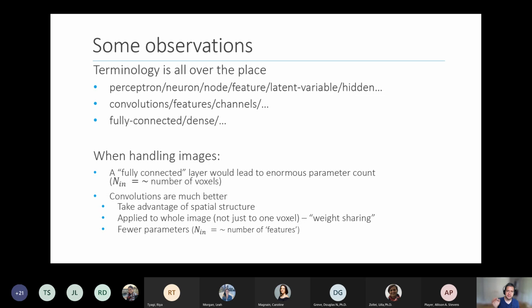What you will often see referred to as one of these circles that I've had is sometimes called a perceptron, a neuron, a node, a feature, a latent variable, a hidden variable, a hidden node, or a hidden neuron. All of these mean the same thing, and they're basically referring to that operation that's a multiplication or a convolution followed by a nonlinearity followed by a bias.